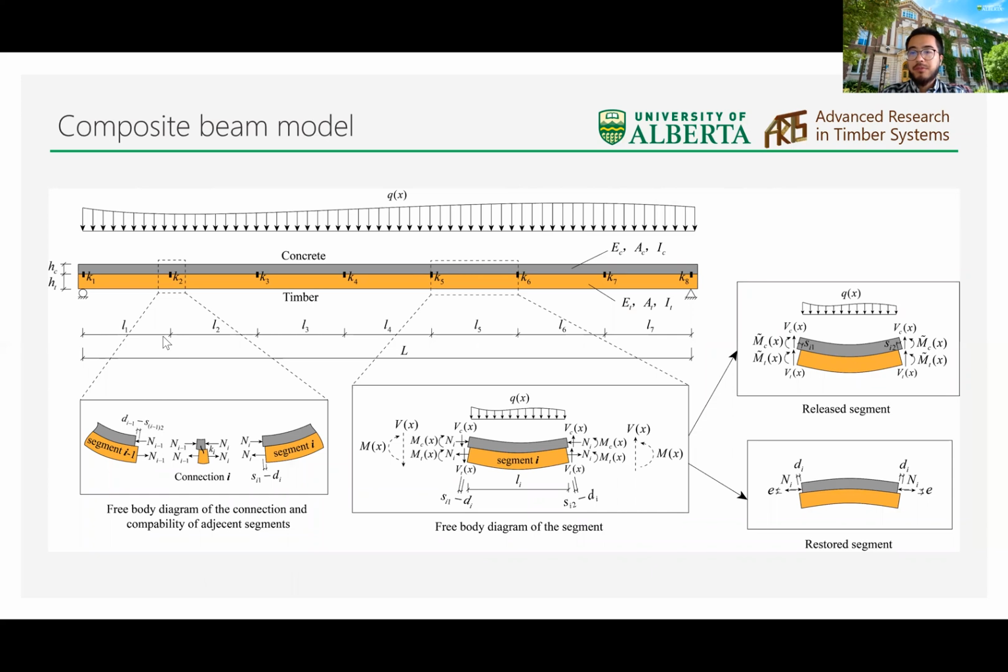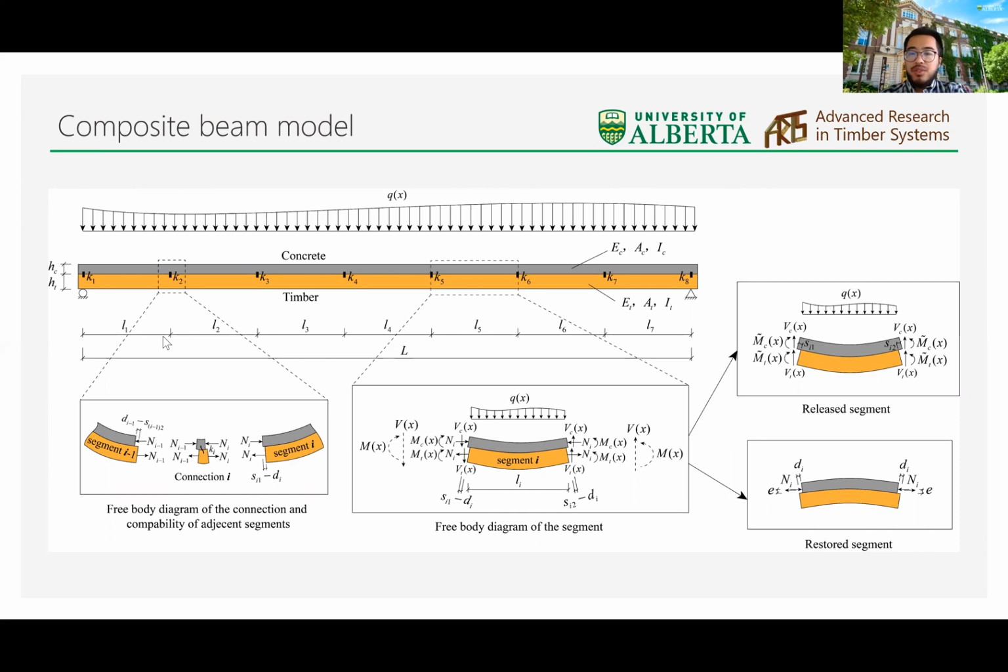This is a composite floor or beam connected with discrete connections. It could be notched connections or steel rods or other discrete connections. The first step of this method is to partition the composite floor according to the locations of shear connections. In each partition segment, timber and concrete is subjected to bending moments, shear forces, and axial forces. The internal forces cannot be solved directly since the system is statically indeterminate.